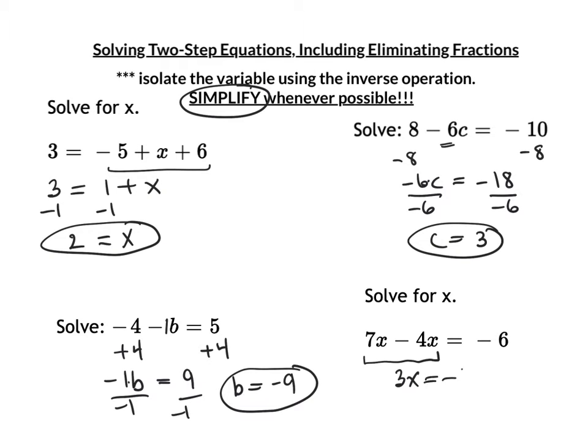So 3x is negative 6. Now, this is 3 times x, so I can divide to get rid of that 3. Those 3's cancel, and it really becomes 1x, which is x. So x is negative 6 divided by 3, which is negative 2.